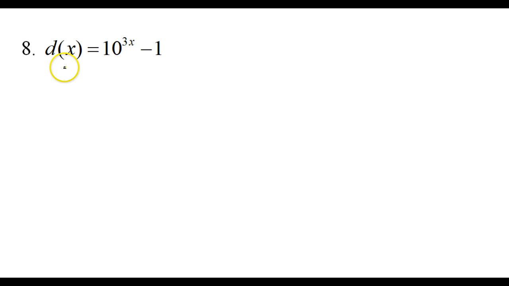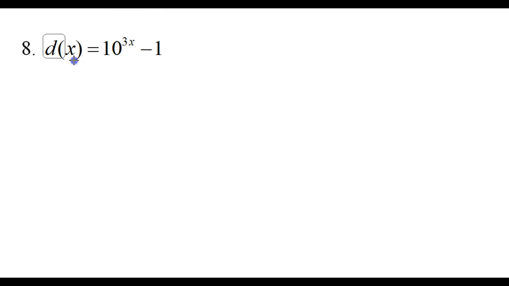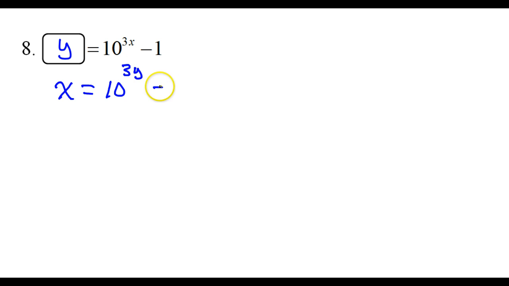Alright, number 8. We need to find the inverse of this function. So once again, we need to switch x and y and solve for y. So this is like y. When I say switch x and y, we're going to put the x here, and we'll put the y here. We switched x and y, now we need to solve for y. So first we have an algebra step. Add 1 to both sides. So that's going to give us x plus 1 is equal to 10 to the 3y power.